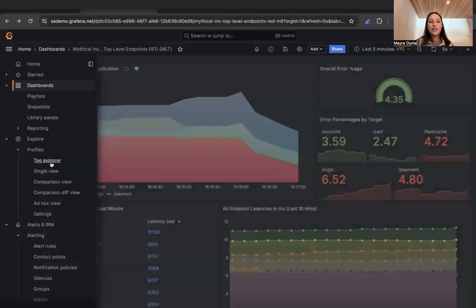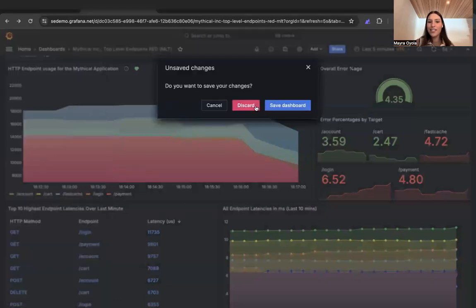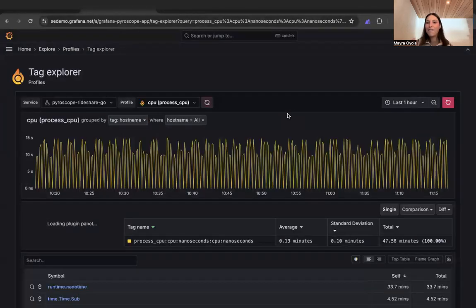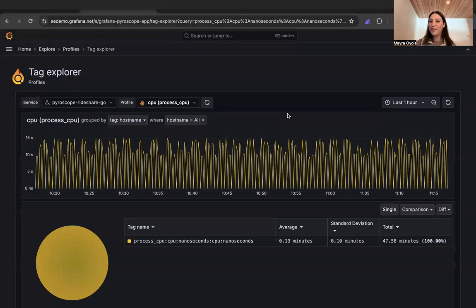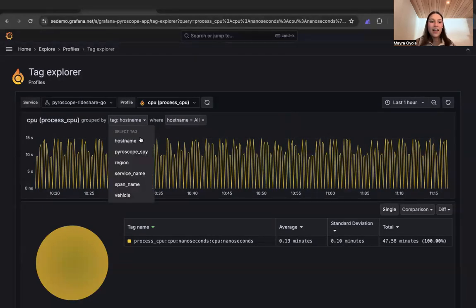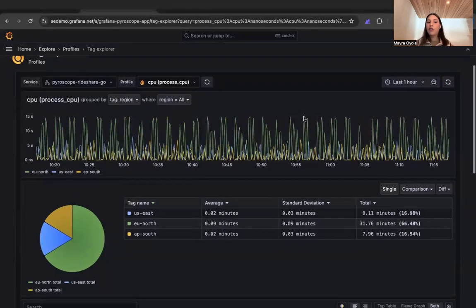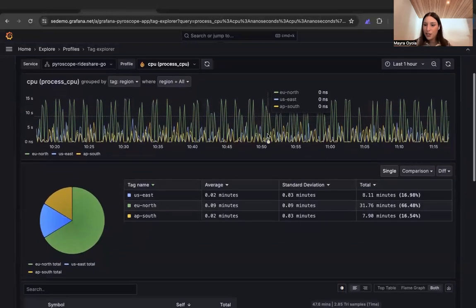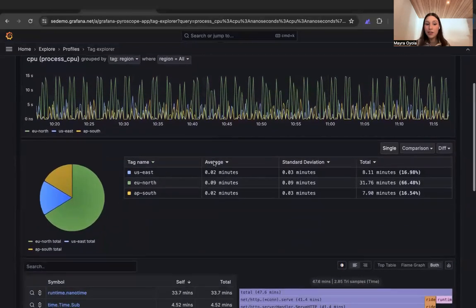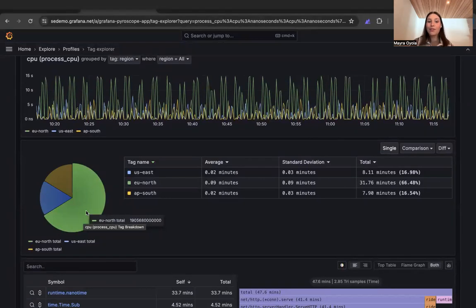So let's go into the last part that I wanted to show you. And this is, again, taking it one step further. We're now further into the future of your observability. I'm going to break out this rideshare example application based on region. And so based on CPU, you can see that the EU North is using up a lot more CPU than both of the other regions.